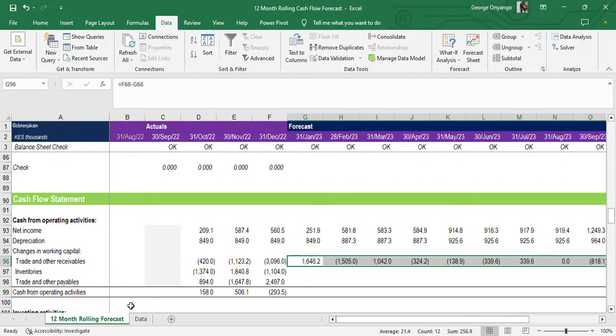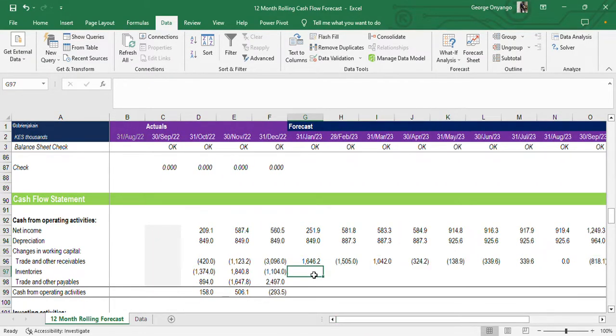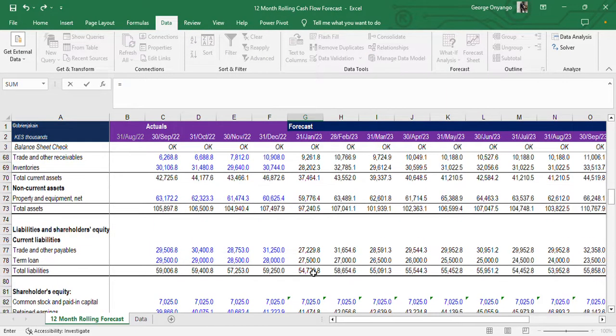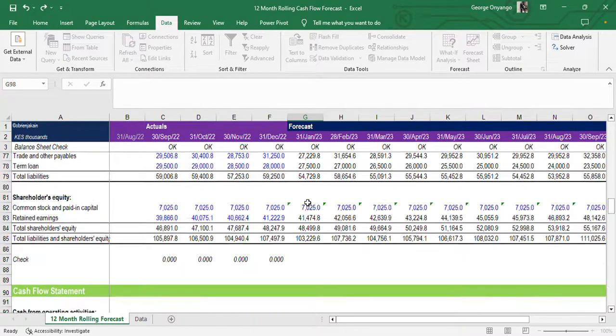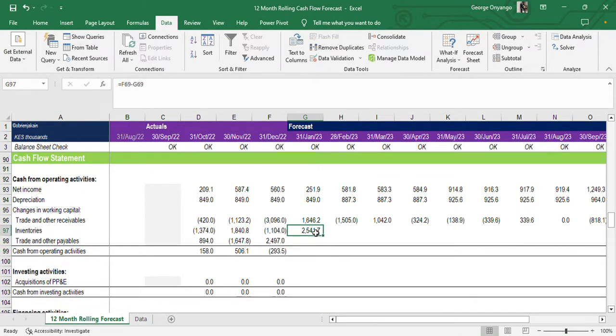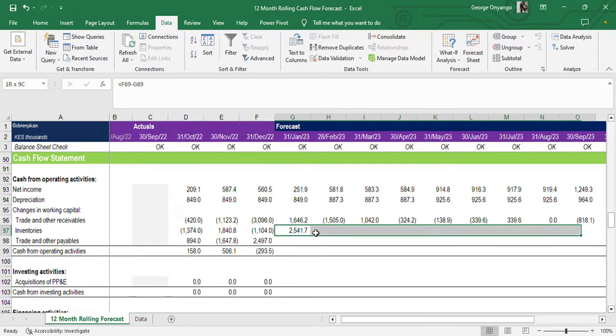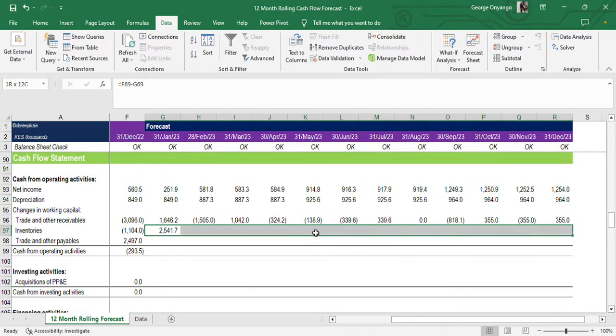The inventory also behaves the same as receivables. When they increase, they take away the cash from the business. The inventories, here we have the inventories, subtract that and we get that. We fill that right.